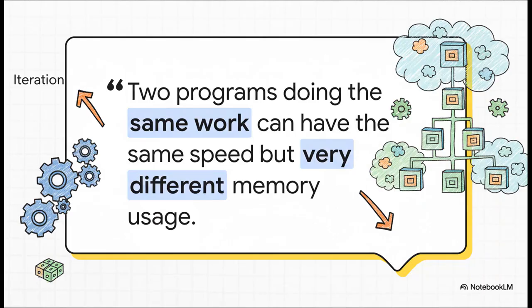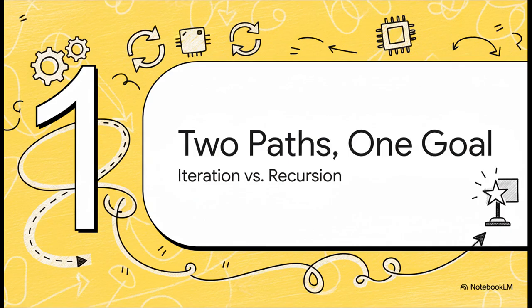next time. Just think about that for a second. You could have two pieces of code. They do the exact same job, finish in the exact same amount of time, but one of them is a total memory hog, while the other one is super lean and efficient. That right there, that's the real tension between iteration and recursion. And getting that difference, that's what separates an okay answer from a truly great one. So we've got these two different paths to get to the same destination.